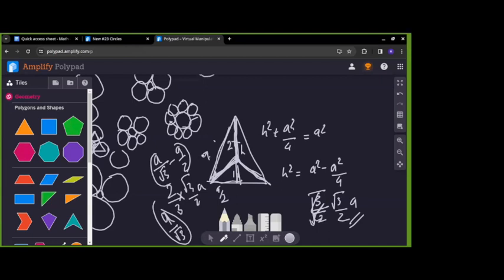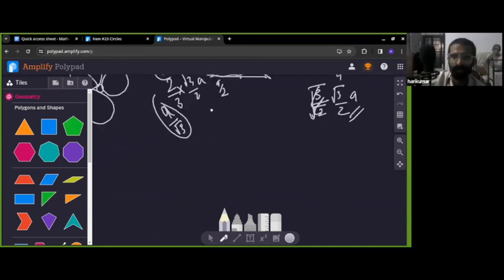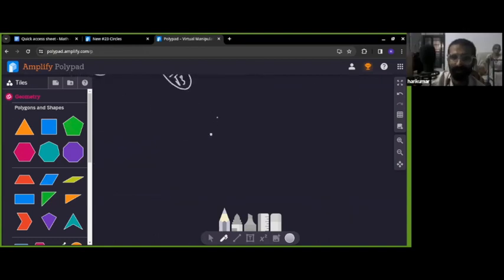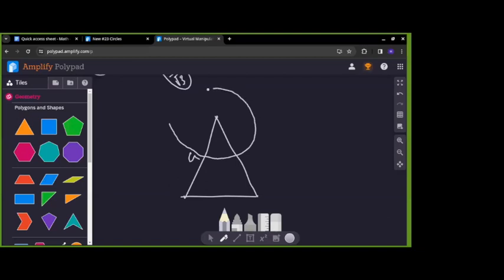No, I mean, can you just draw the figure neatly? You will be able to figure it out. Right. So this is a. So our circle comes like this, right? So the radius of the circle is a by 2.